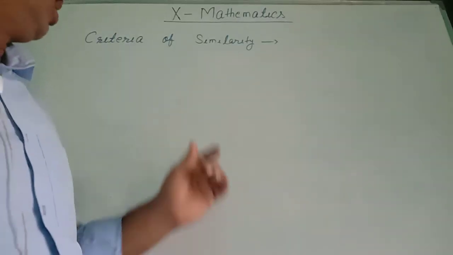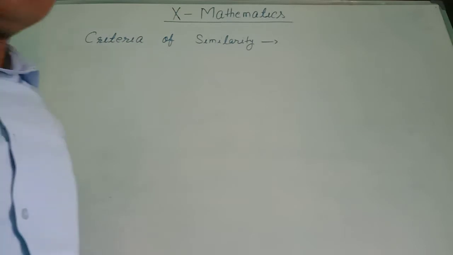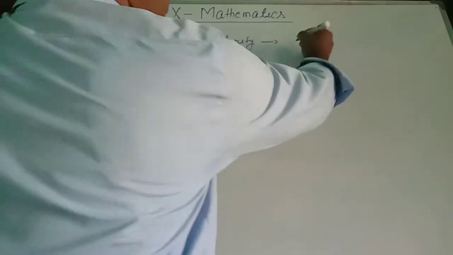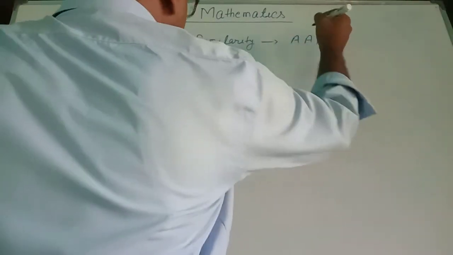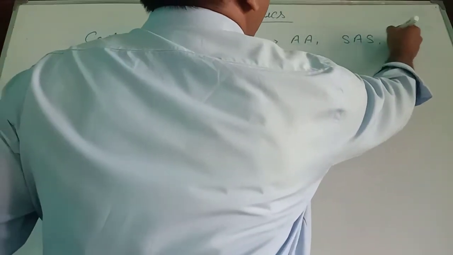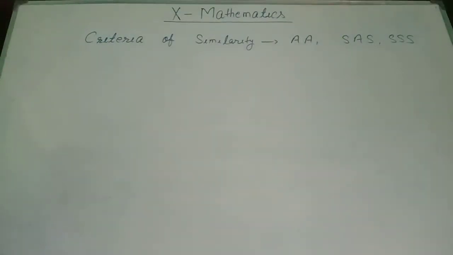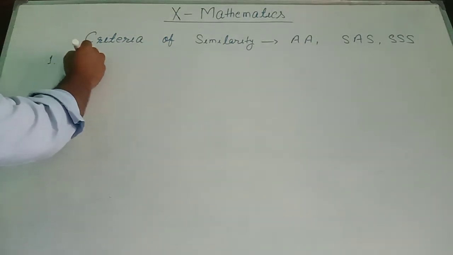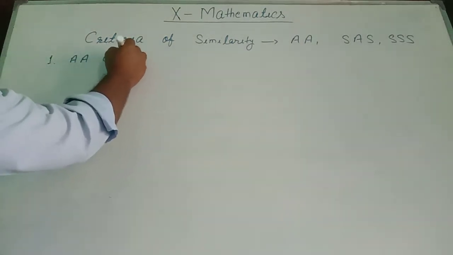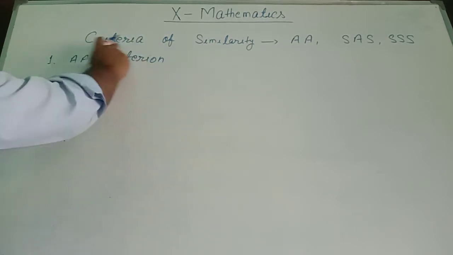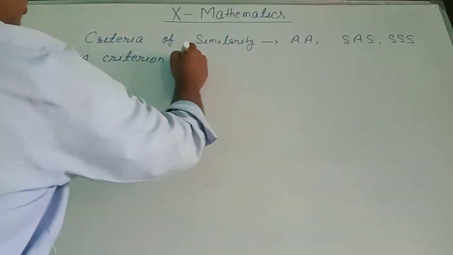Our next topic is criteria of similarity. There are three criteria of similarity: AA, SAS, and SSS. One by one we will see the explanation of all these three. Number one, AA criterion. This is the singular form; criteria is the plural form. AA criterion of similarity.